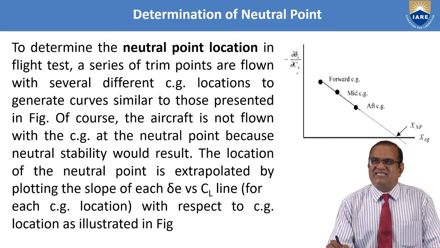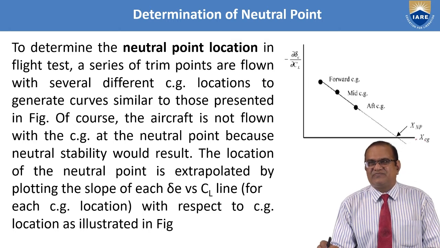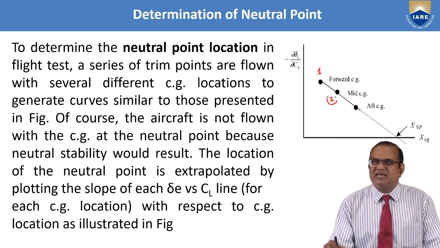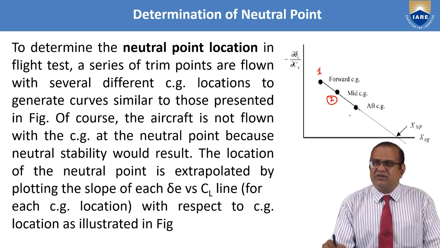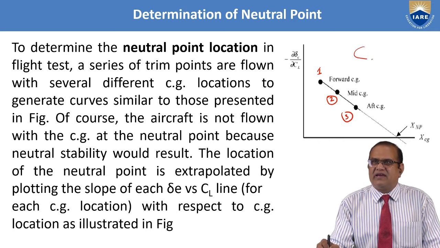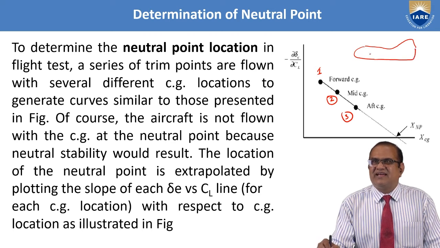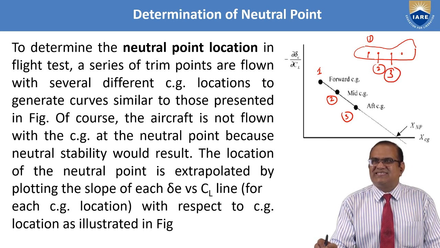Delta E versus delta CL versus the center of gravity location. So here this is case 1, a forward center of gravity, case 2 is a mid, and case 3 is aft. So I am drawing one model, and you can see that this is the CG, this is location 1, this is location 2, and this is location 3, and here is the CG.